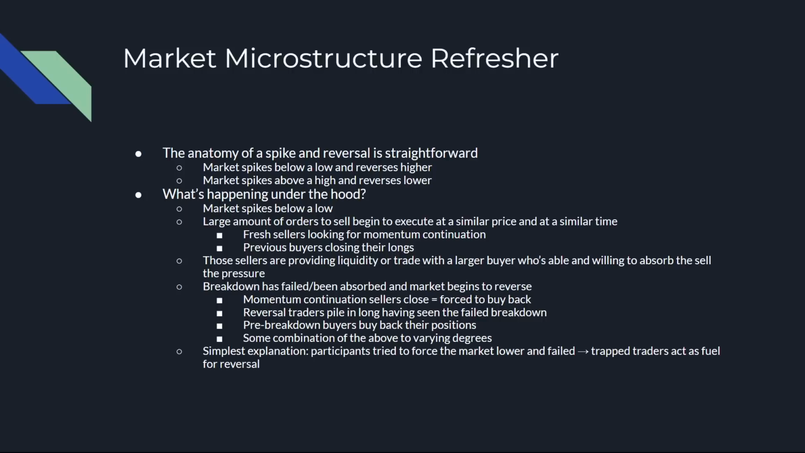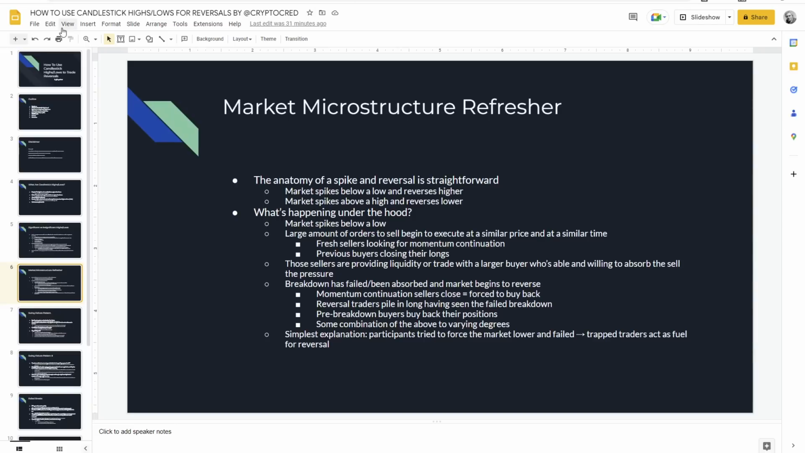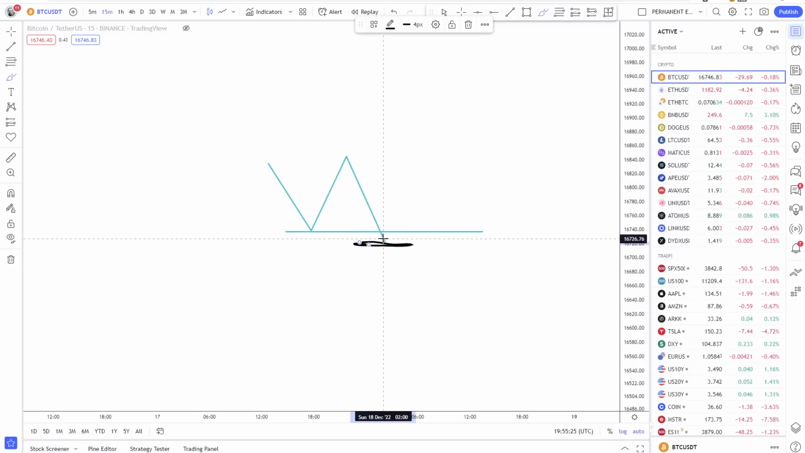So the simplest explanation would be the participants tried to force the market lower and failed, and trap traders act as fuel for reversals. So hopefully that gives you some sense of, sometimes the market just pukes, there's just a lot of selling and no one's willing to buy it, and the market will travel until it finds those buyers to fill the demand for liquidity from the sellers.